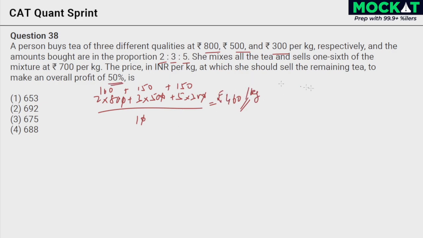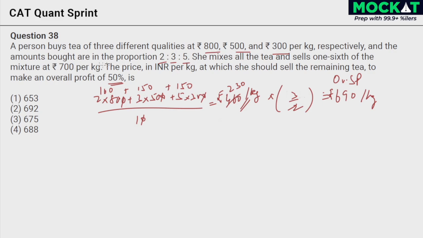But I want an overall profit of 50%, so into 1 by 2. 1 plus 50 by 100 is 1 by 2. I'm skipping steps over here. 1 plus half is nothing but 3 by 2, you should know. And this you divide over here, you get a 230, and 230 into 3 is going to be 690 per kg is the overall SP. Overall selling price has to be 690 per kg.